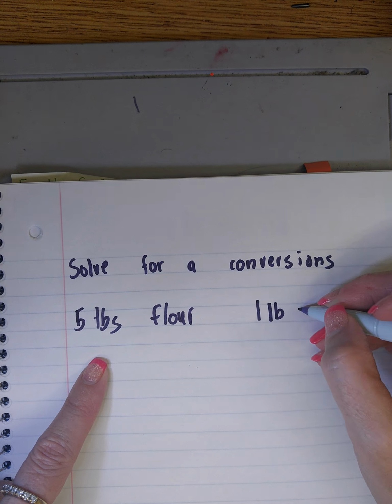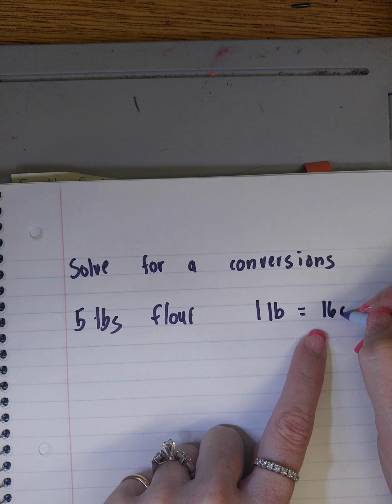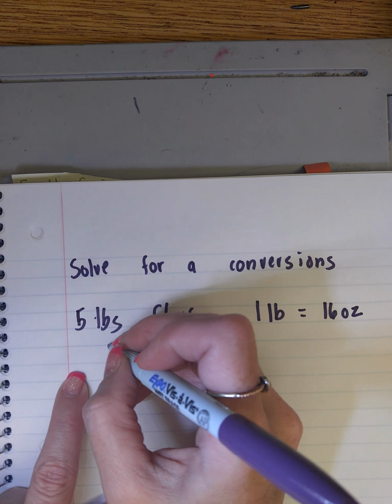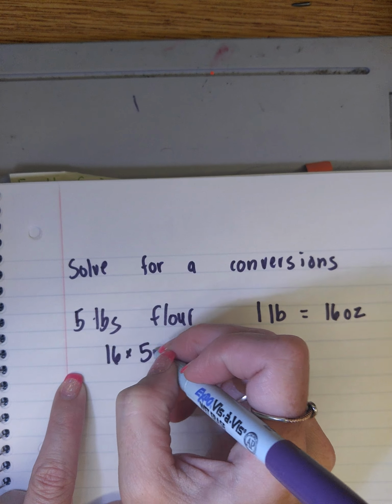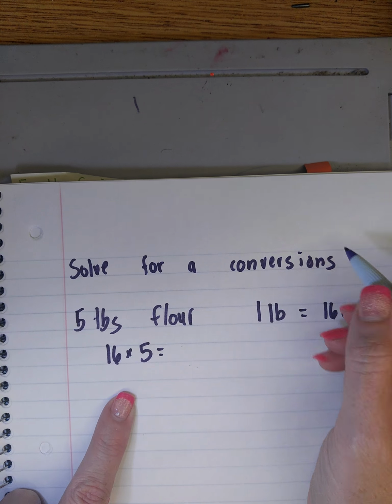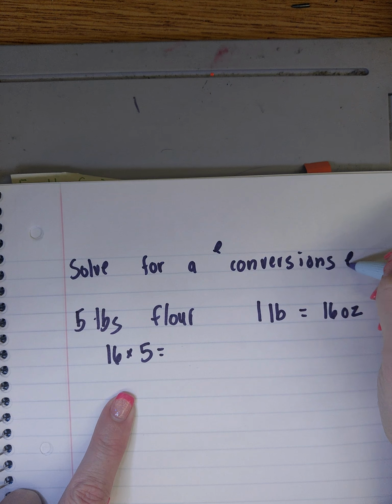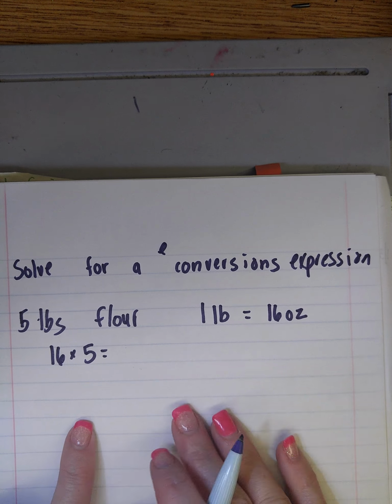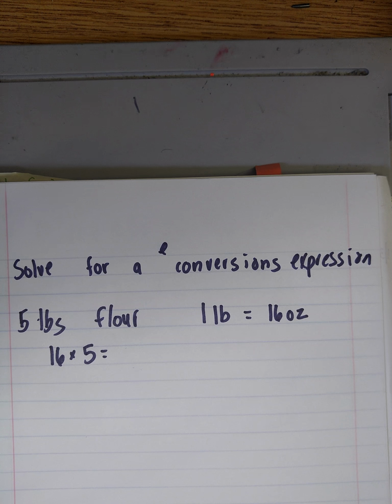Well, for one, LB equals 16 OZs. So it would be 16 times 5. That is an expression to solve. They're not asking for the answer. They're asking for the conversion expression. Let me move that over a little bit. So they're asking for the conversion expression.